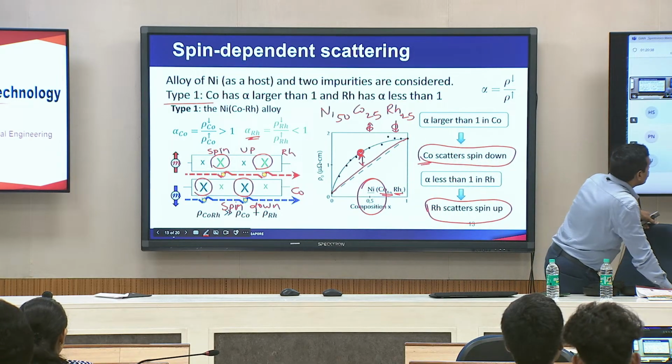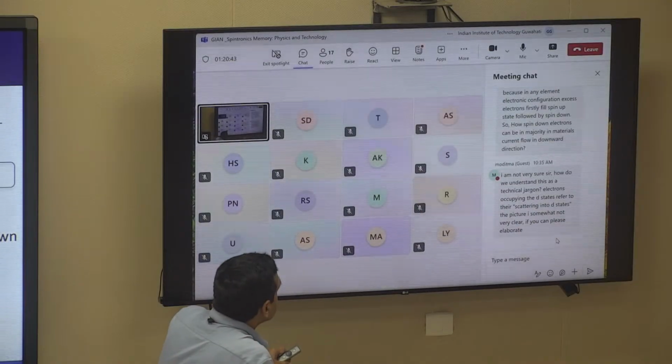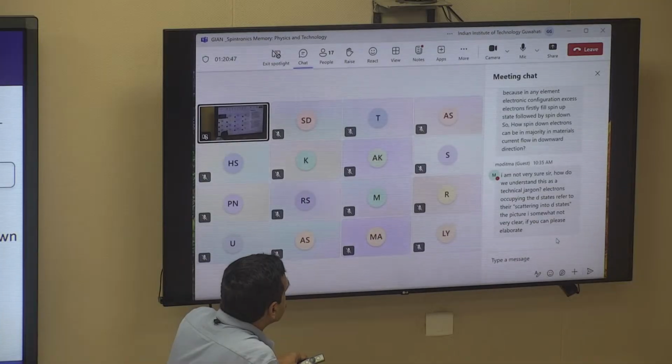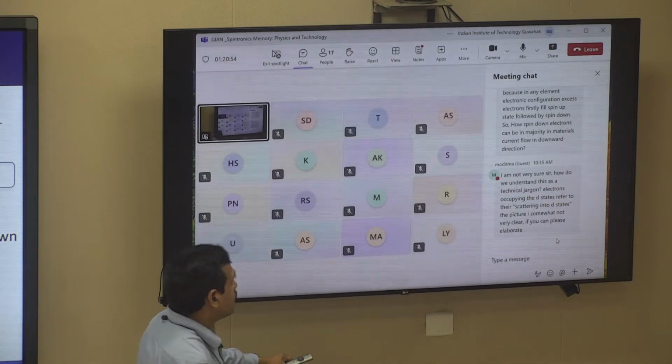I am not very sure, sir, how do we understand this as a technical jargon? Electrons occupying the d states refer to their scattering into d states, the picture. I somewhat not very clear. If you can, please elaborate.